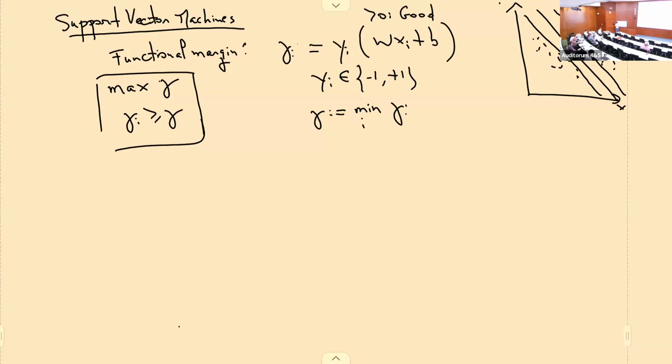If I normalize by W, I divide by W, but because all the gammas are greater than 1, then this is the same as minimizing W, right? Because it's max of gamma over W. So this will be the same as minimizing W, or W squared, right? Subject to all the gamma i's being greater than 1.